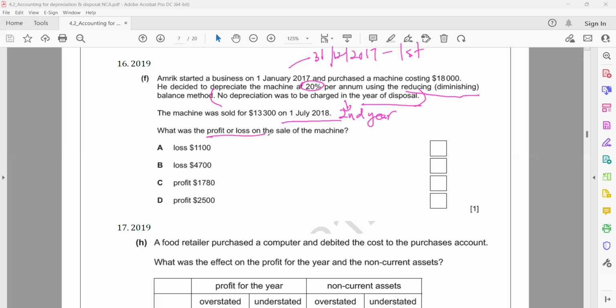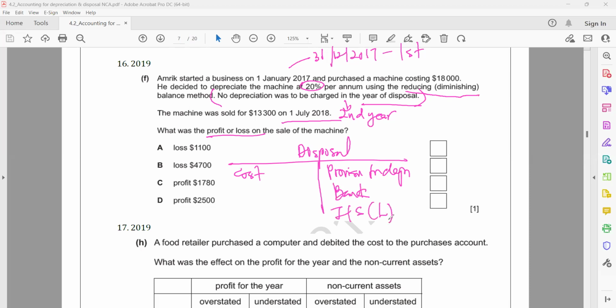So what was the profit or loss? Open disposal. Cost here, provision for depreciation here, bank here. If your income statement amount is here, this is a loss. If your income statement is here, this is a profit. Calculate. So for the second year we don't need to count, because they say no depreciation was to be charged in the year of disposal.